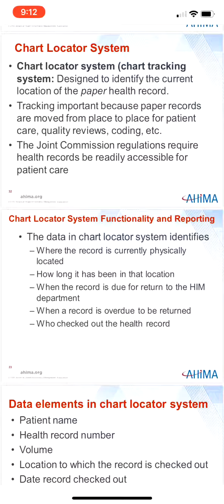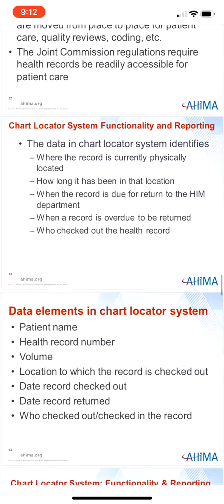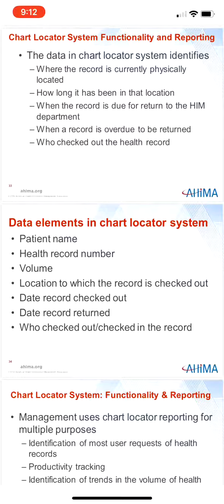Common data elements in the chart locator are patient name, health record number, volume, location to which the record is checked out, date record checked out, date record returned, and who checked out and who checked in the record. The information system may provide the previous locations of the record. This may be helpful in locating lost health records because it can help the user determine where in the process the health record has been and where it may have gone.